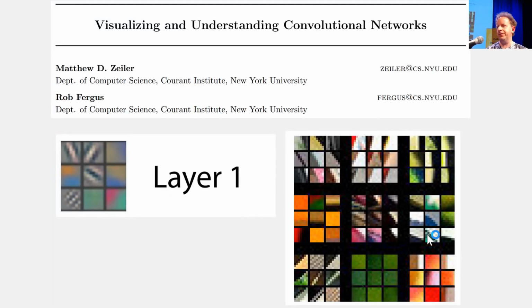We're going to start with this picture. These pictures come from a fantastic paper by Matt Zeiler, who nowadays is CEO of Clarifai, which is a very successful computer vision startup, and his PhD supervisor, Rob Fergus. They created a paper showing how you can visualize the layers of a convolutional neural network.